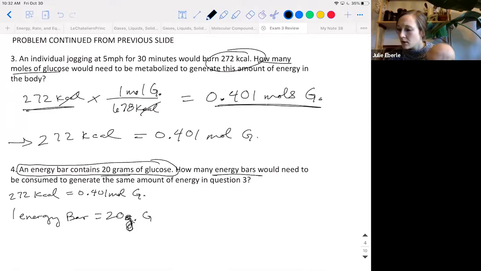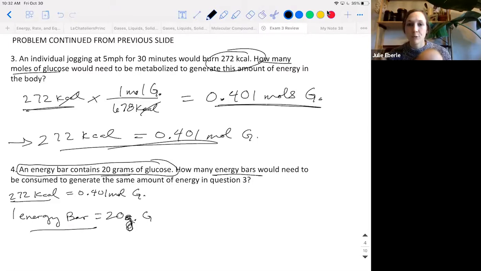Okay. So how many energy bars would we need to eat? Well, we can shortcut this problem if we start with this relationship up here. We know that we're trying to generate 272 kcals of energy in our body, and we will do that if we consume 0.4 moles of glucose. So we really just need to know how many grams of glucose that is, and then use this relationship to convert from grams of glucose to energy bars. You tracking with me so far?